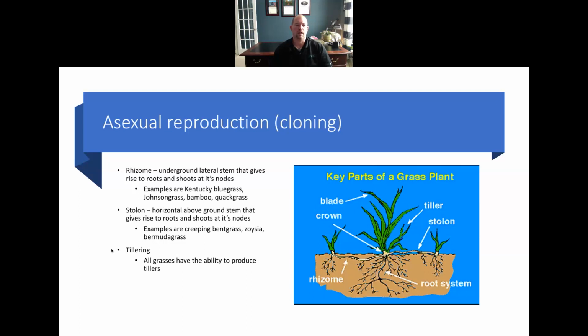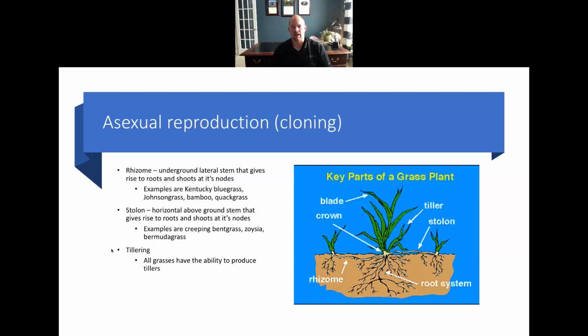But it does have the ability to reproduce in other ways. And one of the ways that grass plants can reproduce is through cloning. And they clone a couple of different ways. One way would be the rhizome. The rhizome is an underground lateral stem. It gives rise to roots and shoots at its nodes. So everywhere that rhizome grows and then forms a node, that node will give rise to another plant.